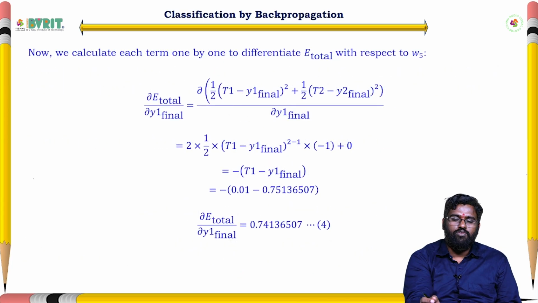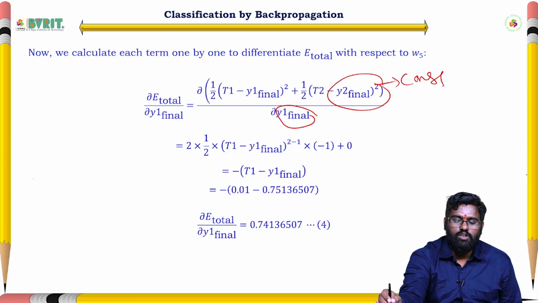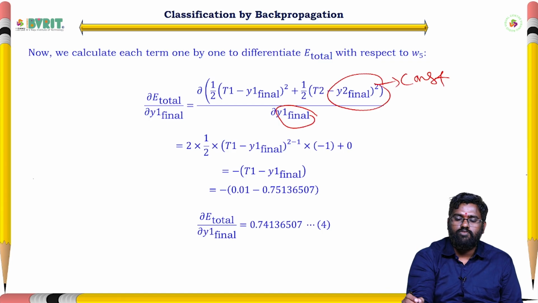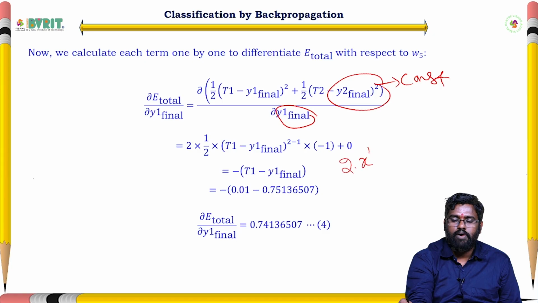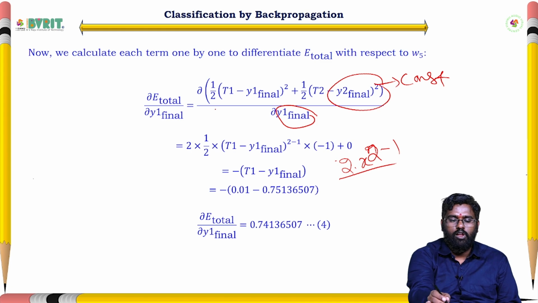So first we calculate, as we already saw, with respect to Y1 final, Y2 final is a constant value, so that term is 0. The partial derivative formula: x square means 2 into x power n minus 1. Dou by dou x of x square means 2 into x power 2 minus 1. So finally we got the value 0.75. That is the total error with respect to Y1 final.